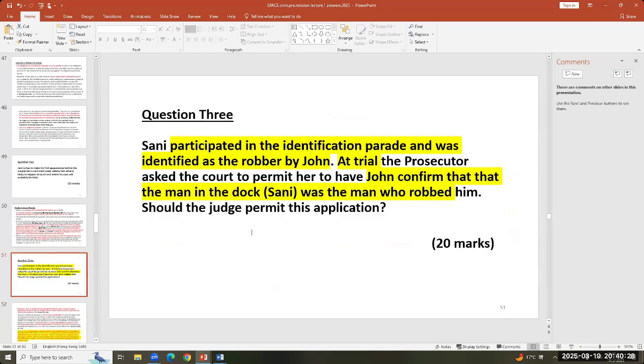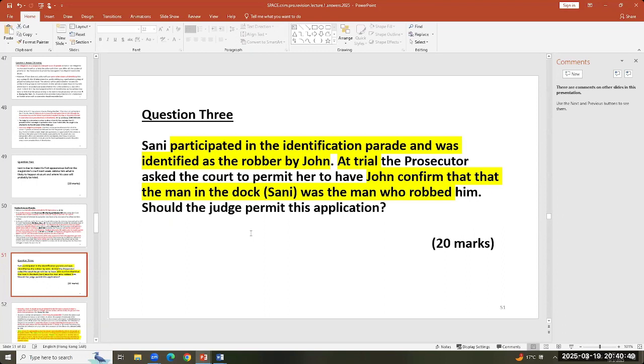Question 3: he participates in the ID parade and John identifies him as the robber. At trial, the prosecutor wants the court to allow John to confirm that the man in the dock, Sani, was the man who robbed him. Should the judge permit this application?